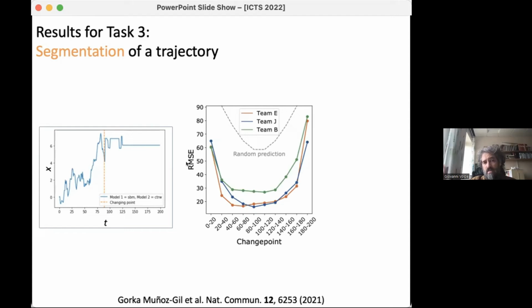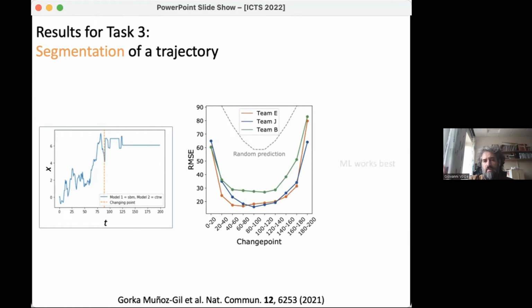This is the root mean square displacement. No, the root mean square error of the change point as a function of where along the trajectory the change point is found. And of course, if the change point is more in the middle, it's easier to identify for the algorithms, which makes sense. And even much nicer than that, is that when we make a random prediction, which is a kind of baseline, where basically you just guess randomly what the change point should be, you will get this kind of behavior here. So we do much better than random.